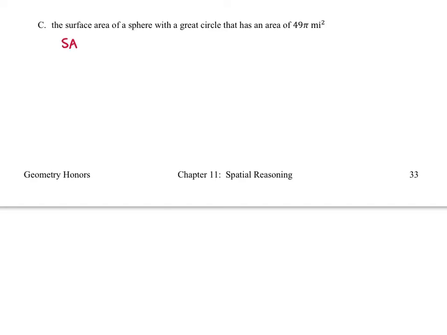So surface area is 4 pi r squared. Area of a circle is going to be pi r squared. The area of the great circle, that means the area of the cross section at the center or the equator of the circle, is given to us as 49 pi square miles.